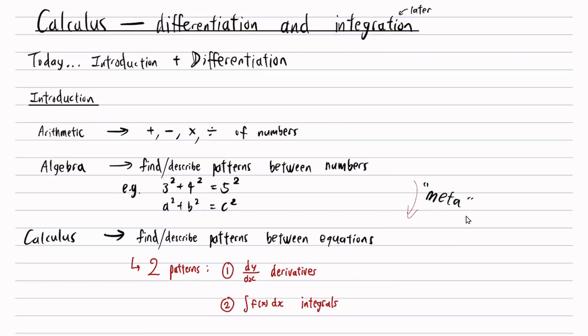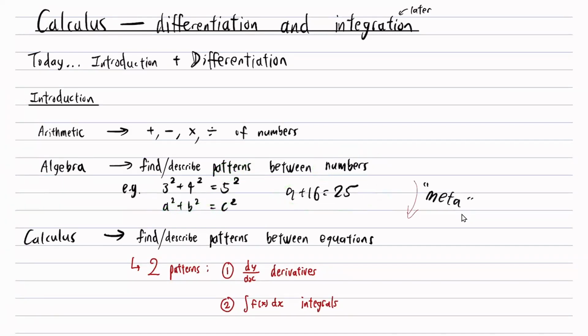Okay, so now introduction. Previously in primary school, you have learned about arithmetic: plus, minus, times, and divide of the numbers, right? You can, of course, type it in a calculator. Then you move on to secondary school and you learn about algebra. So for example, a squared plus b squared equals c squared. One example of a, b, and c is 3, 4, 5. So 3 squared 9 plus 4 squared 16 equals 5 squared 25. 9 plus 16 equals 25. This is a relationship between the numbers, right? And you use algebra to help you describe patterns between the numbers. Does it make sense?